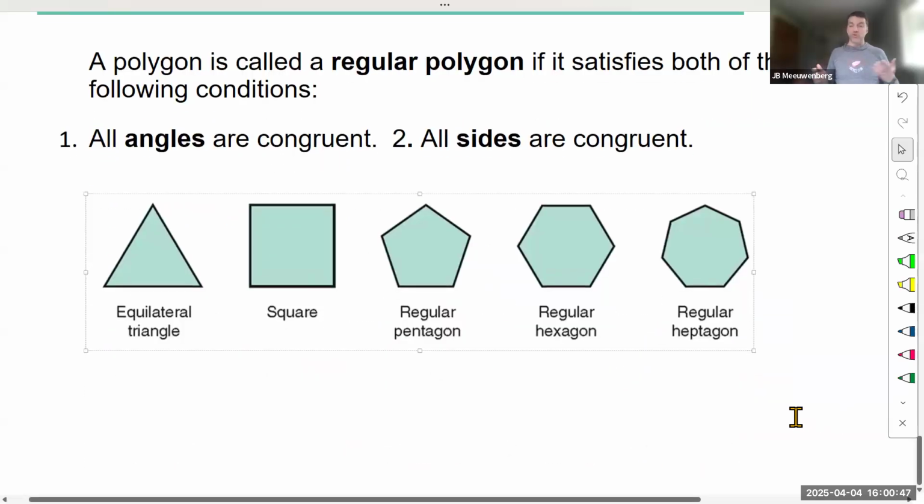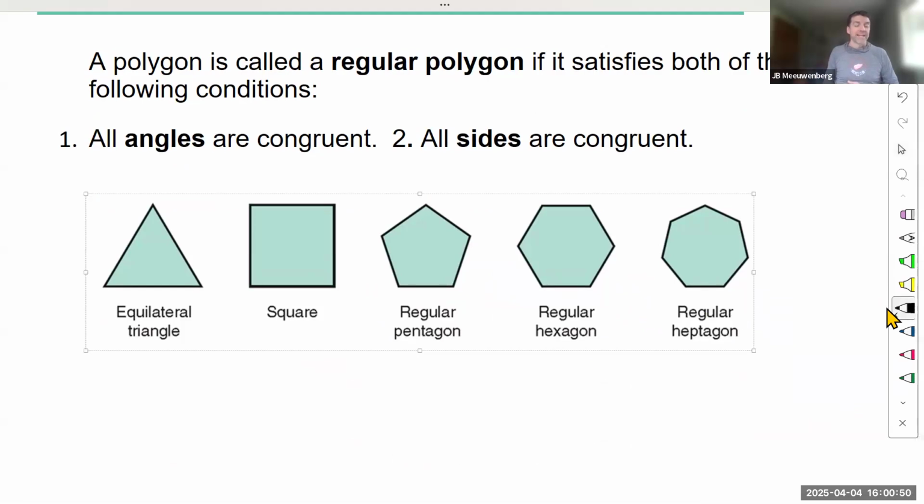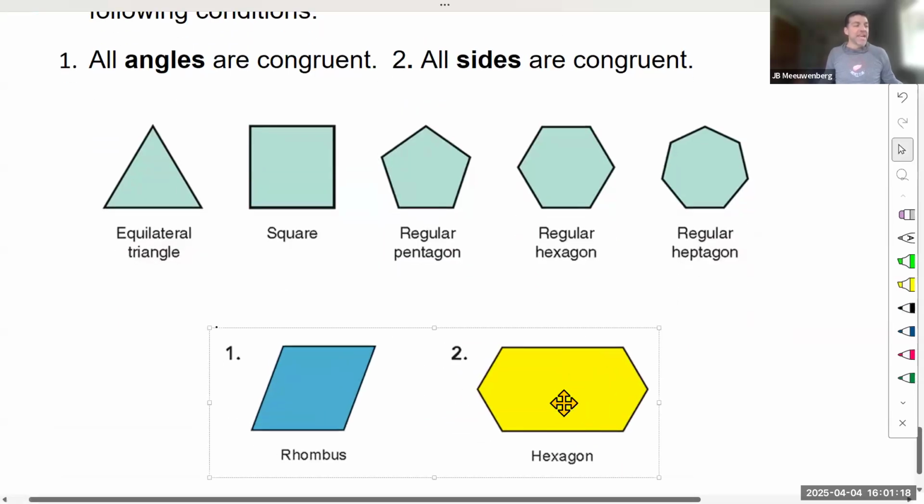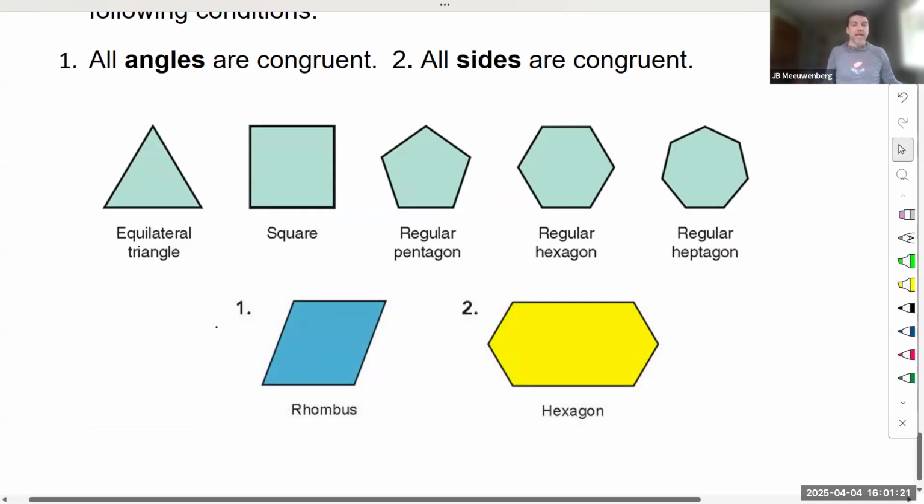We discussed an equilateral triangle before. That is called a regular polygon. A square is a regular polygon because all sides and angles are the same. This is what a regular pentagon would look like, a regular hexagon, and a regular heptagon. Now, sometimes it can be helpful when you're learning something to see what's not the thing you're trying to define. And so here are two examples of polygons that are not regular polygons. In the first one, why is this not a regular polygon?